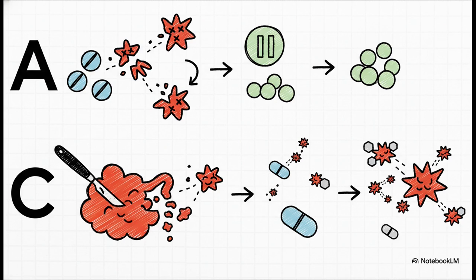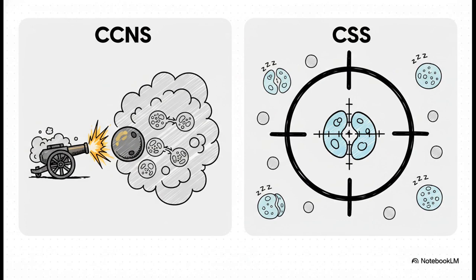It's cyclical. Now look at path C. This is what happens if you just use one drug. The cancer cells are clever, Yar. They adapt, they develop resistance, and then, boom, the tumor comes roaring back. That's a failed strategy. Now, to execute this battle plan, we have two main types of drugs, our soldiers.